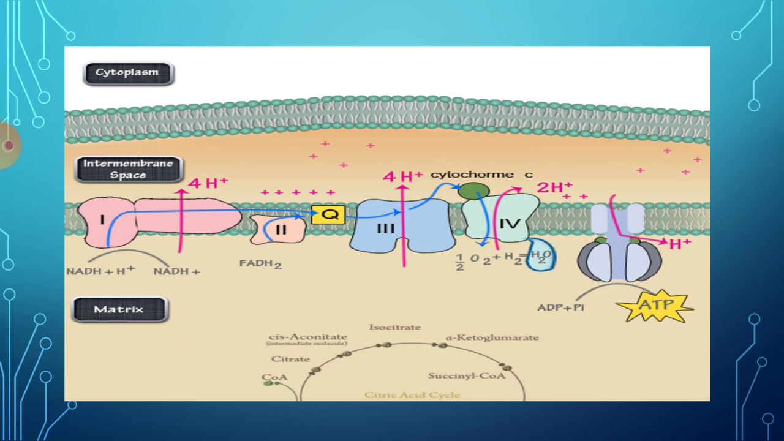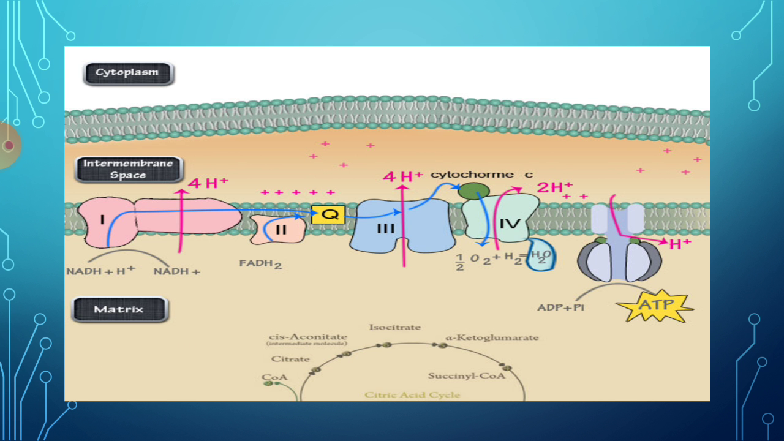From complex 3, these 2 electrons are moved to complex 4 by cytochrome C. Finally, these 2 electrons are given to oxygen. That blue color line shown is representing the electron movement from complex 1 to complex 3, from complex 3 to complex 4, and finally to oxygen. As electrons are given to oxygen finally, this is called terminal oxidation, or oxygen can be called the terminal electron acceptor. The blue color line represents clearly the electron passage.